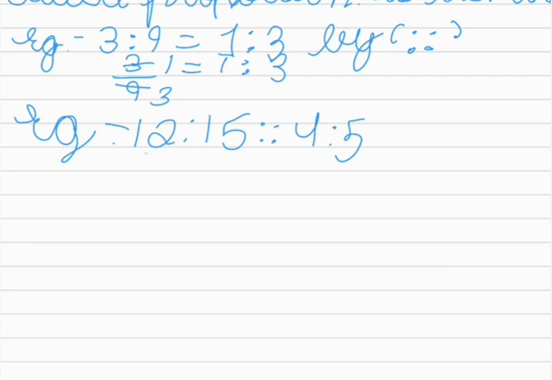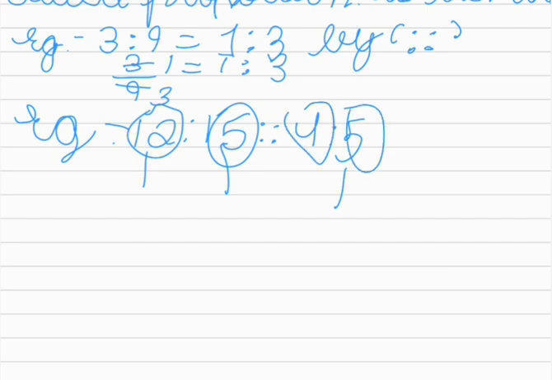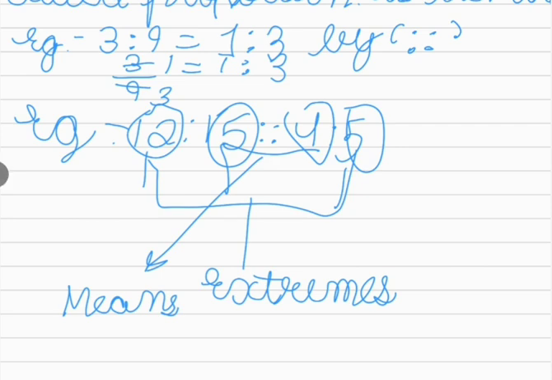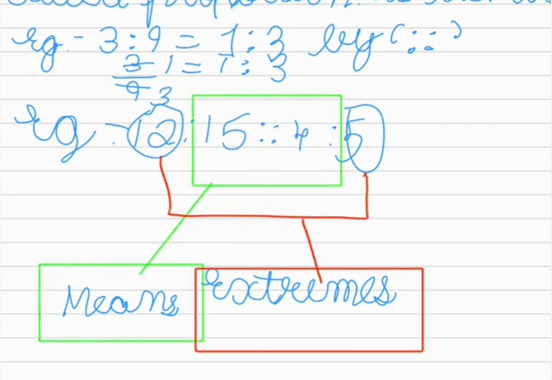To check this, we should know the places of the ratios. These are extremes, and this is the first, second, third, fourth terms. These are the four terms of the ratio. The first and the last terms are known as the extremes, and the middle terms are known as means. So hence you can see the 12:5 is a ratio of extremes, and 15:4 is the ratio of means.